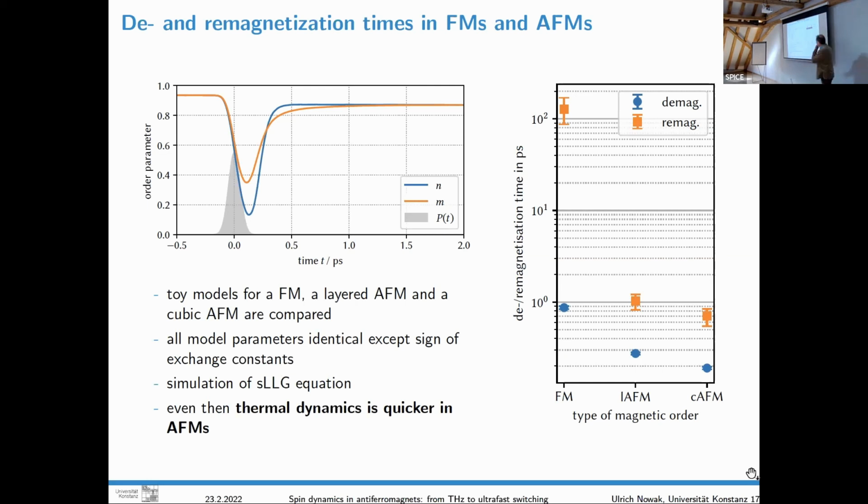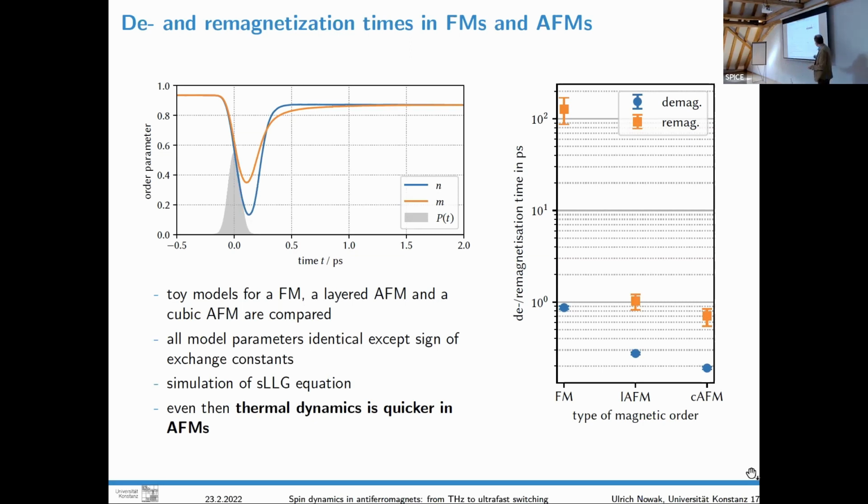It's also done by Tobias, comparing ferromagnets and antiferromagnets, just the demagnetization. And amazingly, even in the spin model, with no phonons here at the moment, an antiferromagnet demagnetizes quicker than a ferromagnet. This is a very simple theoretician's model of an antiferromagnet. It's just some exchange on a kind of cubic structure. We keep all parameters identical except for the sign of the exchange constant. With that, we can create a ferromagnet, a layered antiferromagnet, or a cubic antiferromagnet.